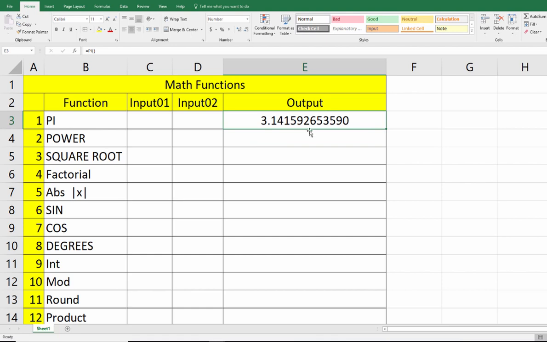3.14. By the way, tomorrow is the pi day. Happy pi day for the math committee.